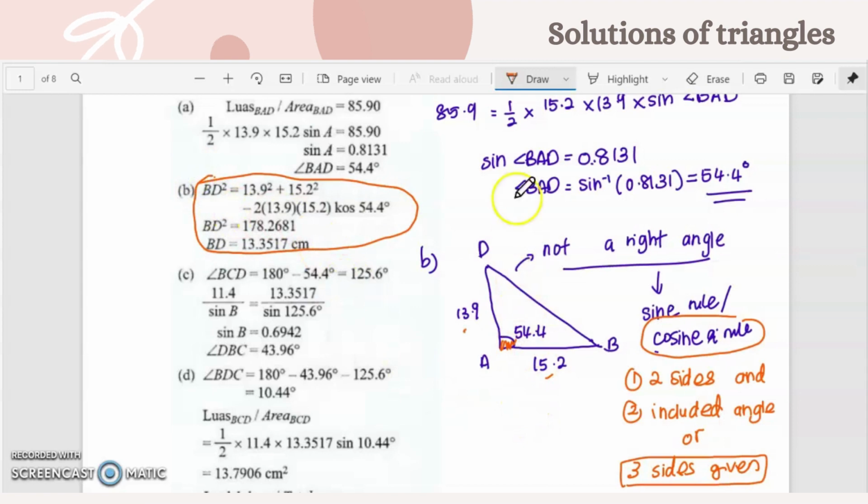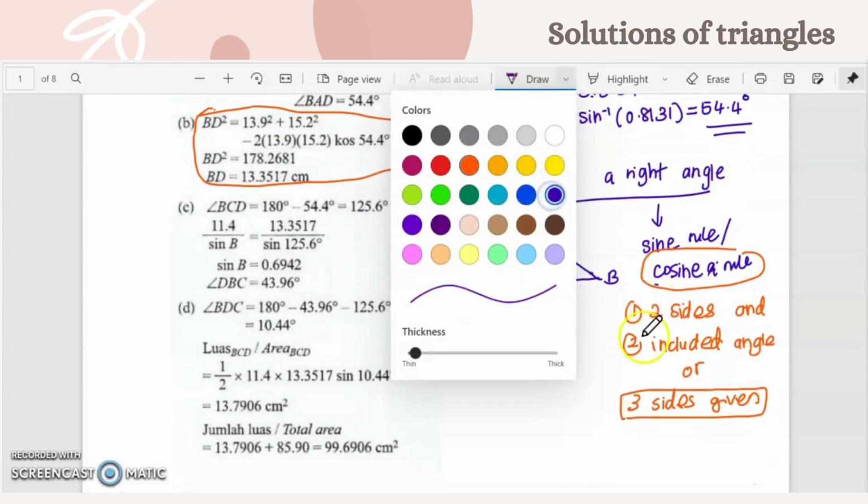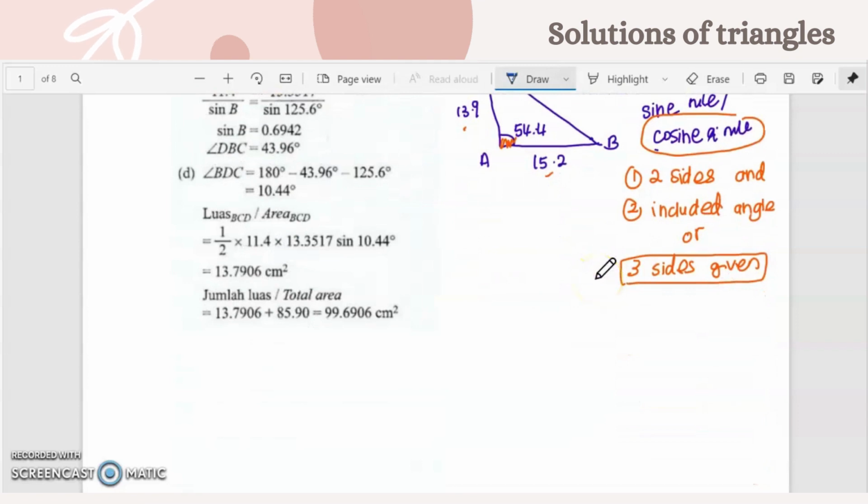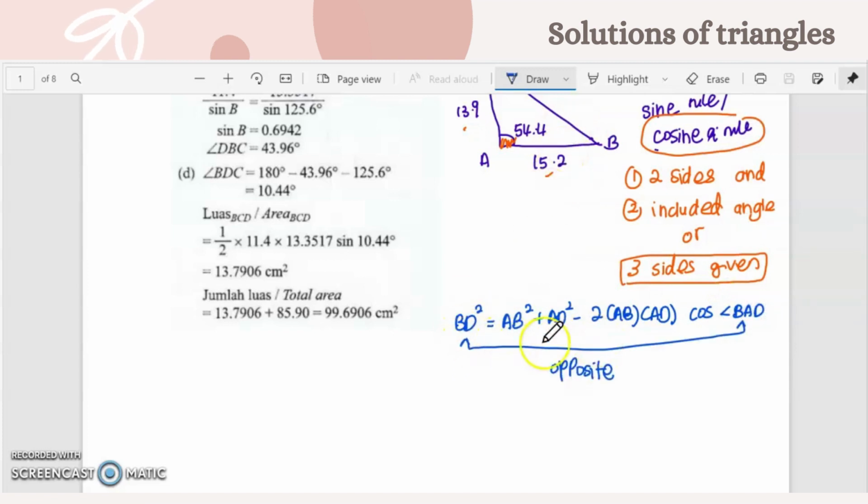Okay, so I will rewrite the formula for the cosine rule here. To find BD, mesti length kita nak cari tu dia kena ada dia punya angle opposite dia. So BD square is equal to AB square plus AD square minus 2 AB AD cos angle BAD, the angle opposite the length BD. So BD and angle BAD are opposite to each other.